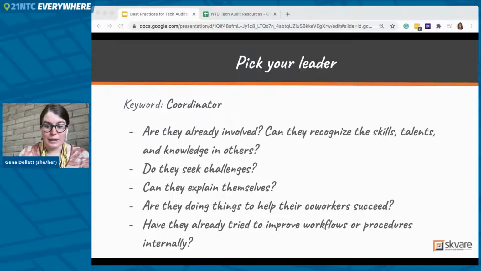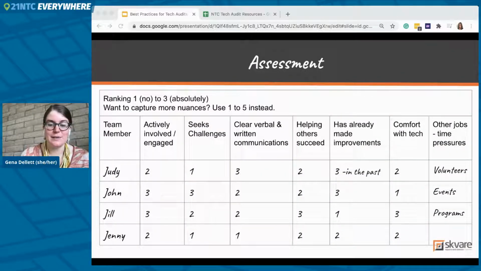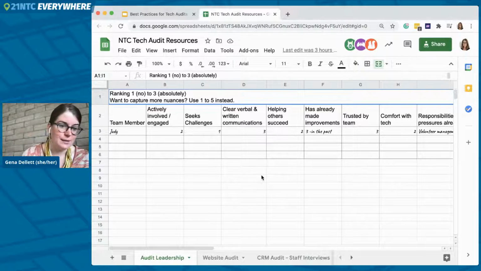So I really mean it. Pick your leader and do your analysis internally to know who is going to be at the table as part of this process. And you can do this as an assessment. This is one of the links within the tech audit resources, the first one, auditing leadership, the way that I think in tables, right? That's a trick to stay organized. How can you put something in a table? How can you put metrics in it to then measure?